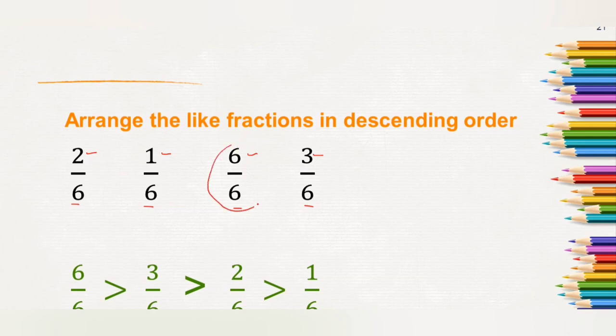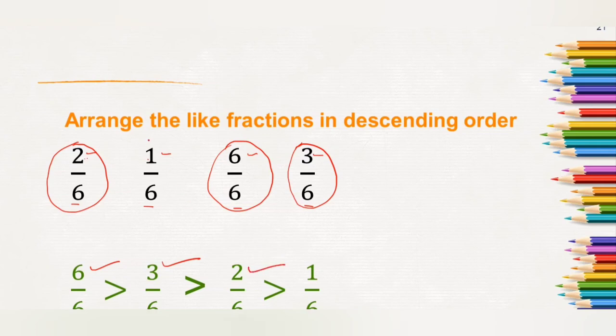So, first we'll consider 6 by 6. Next, 2, 1, 3. The greatest is 3, so the next fraction will be 3 by 6. And when you compare 2 and 1, 2 is greater than 1, so the next fraction will be 2 by 6. And the smallest fraction is 1 by 6. This is how we arrange the like fractions in descending order.